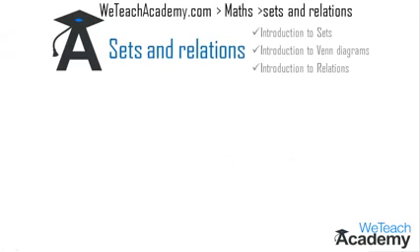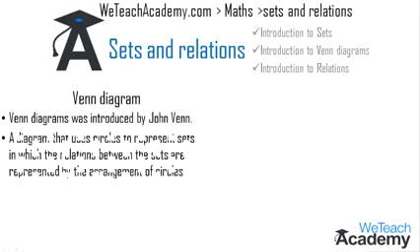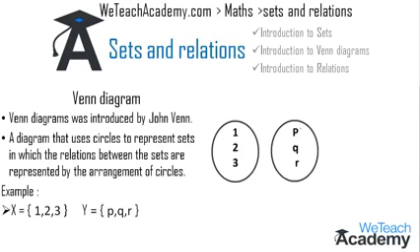diagrams are. Venn diagrams were first introduced by John Venn. According to him, a Venn diagram is a diagram that uses circles to represent sets, in which the relations between the sets are represented by the arrangement of circles. Let me explain this concept with an example. We have X is equal to {1, 2, 3}, and we have the set Y as {P, Q, R}. Now let us represent this in the form of a Venn diagram.